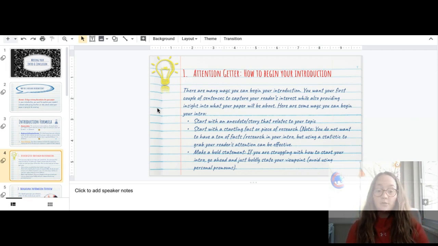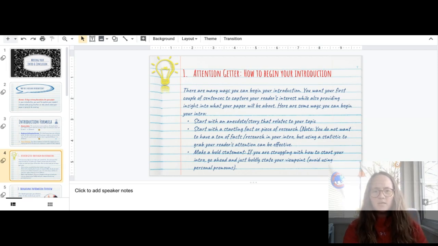I could also start with an interesting or startling fact or piece of information. I could also just make a bold statement. So if you are really struggling to come up with your attention getter, my suggestion would be to start your intro by just boldly stating what you're addressing. So keep in mind those strategies when you're coming up with your attention getter.